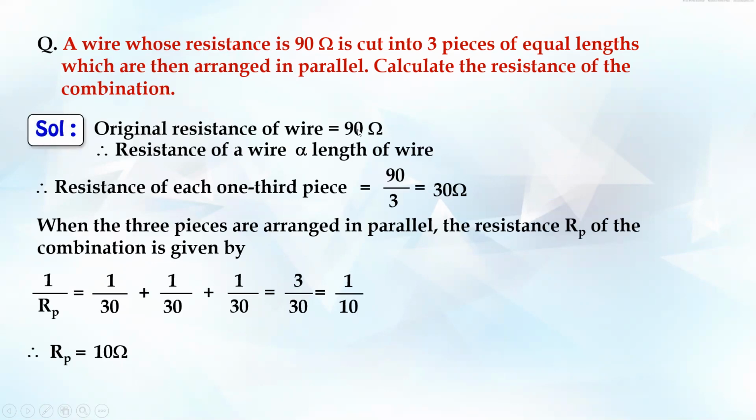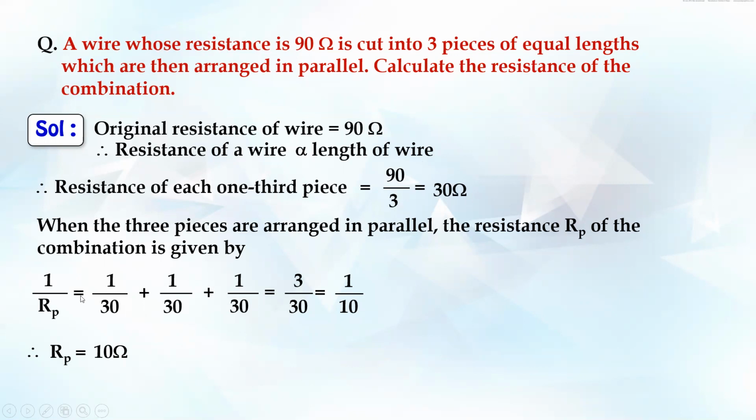Original resistance is 90 and we know resistance is proportional to length. The length decreases, resistance also decreases by the same amount. Here the length decreases by 3 times. You know, it is cut into 3 pieces. So if the length is 1/3, the resistance will also be 1/3. That is, 1/3 of 90 is 30, and they are connected in parallel.